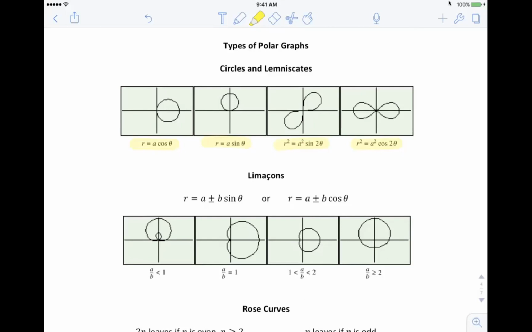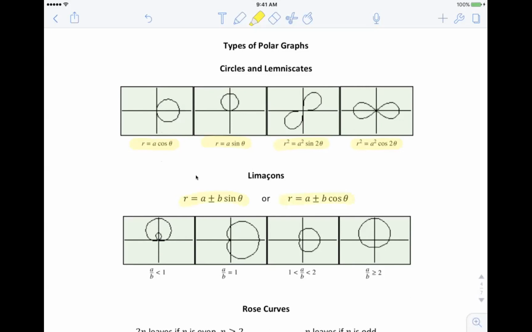Figure eight. Okay, so this will kind of help you when you start to graph. You can look at the form and then you'll know the general idea of what it should be looking like. The next one is called limaçon. That's the type where you have a plus or minus b sine theta, etc. Right? So if you see that form, then you'll know you have a limaçon.